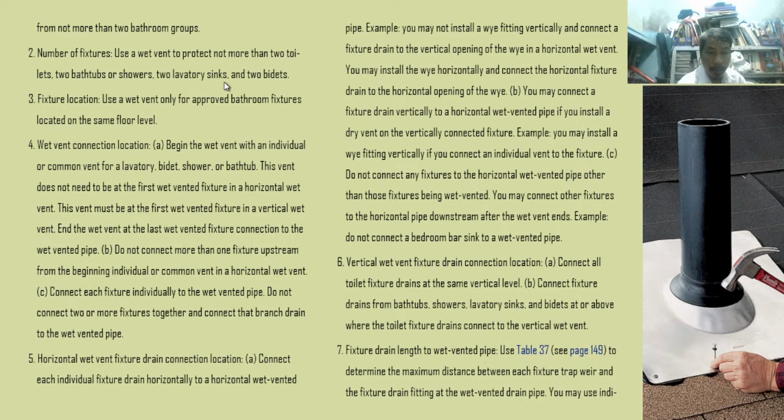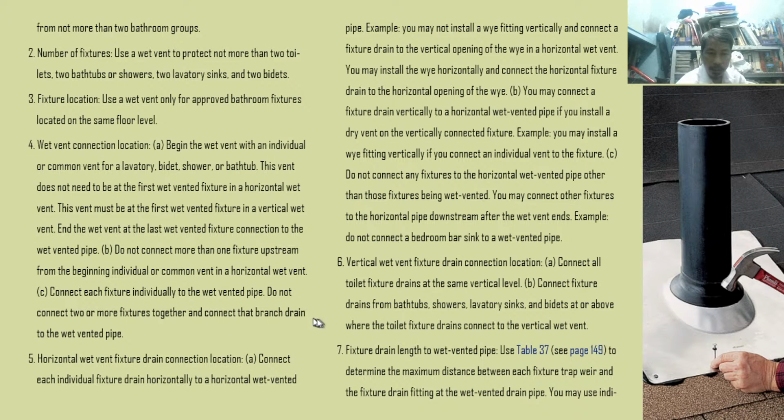Do not connect more than one. So there is the first fixture, then another one along the line, and not more than one. So one and one. So there are only two. Not more than two. Connect each fixture individually to the vent pipe. Do not connect two or more fixtures together. And connect that branch drain to the wet vented pipe.